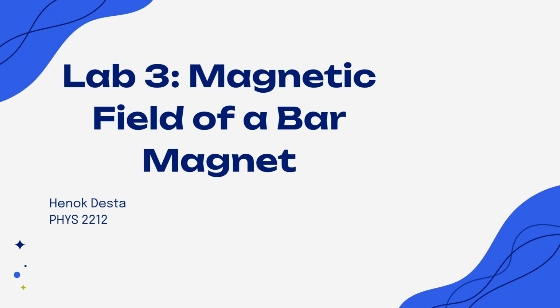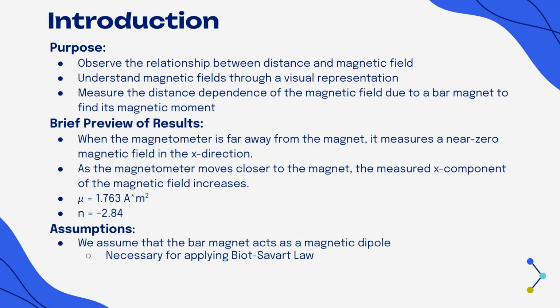This is Lab 3, Magnetic Field from Bar Magnet. The purpose of the experiment is to observe the relationship between distance and magnetic field, understand magnetic fields through visual representation, and measure the distance dependence of the magnetic field due to a bar magnet to find its magnetic moment.